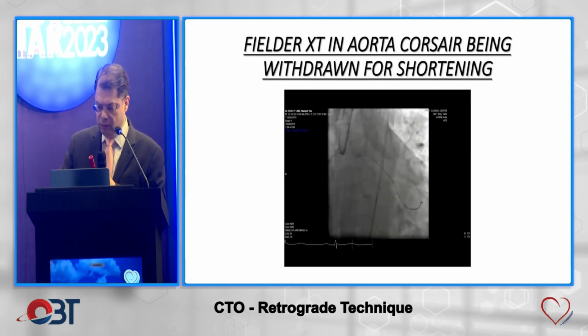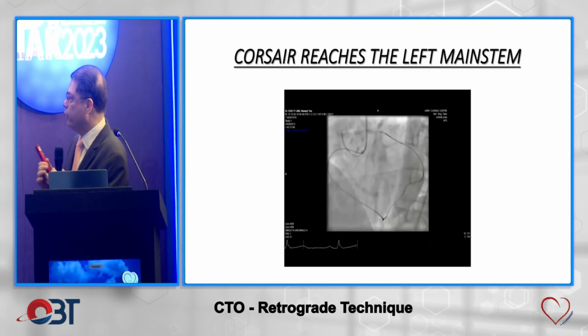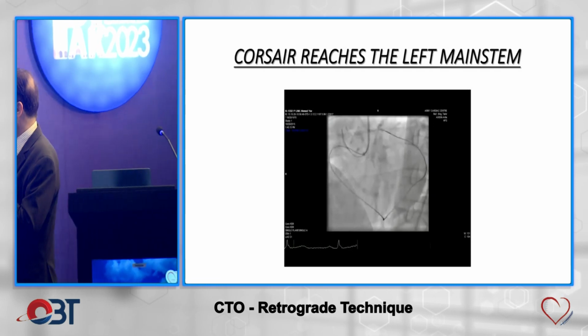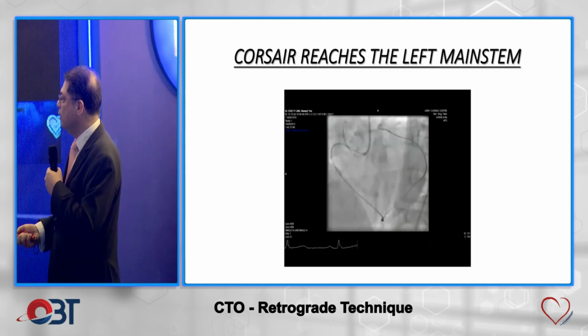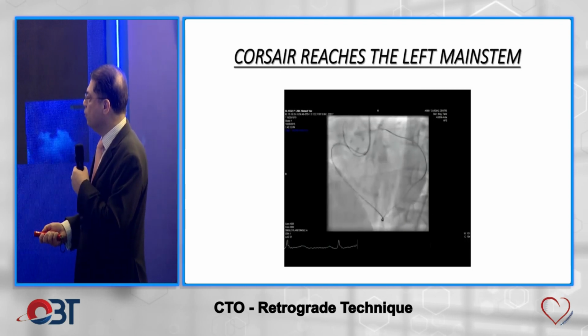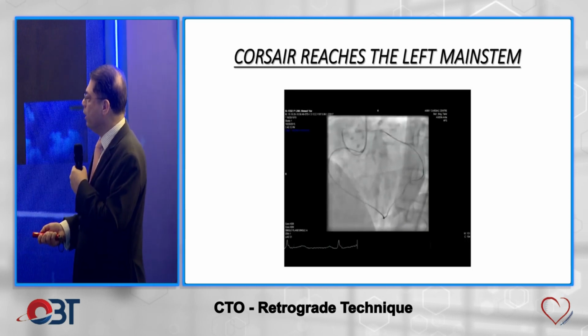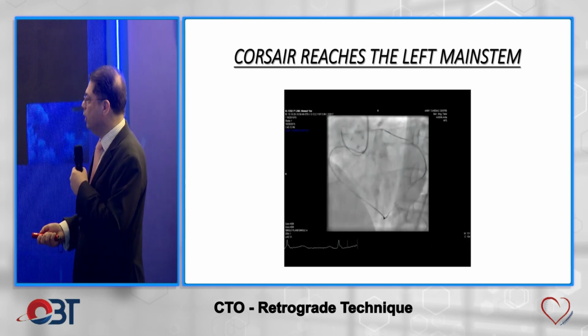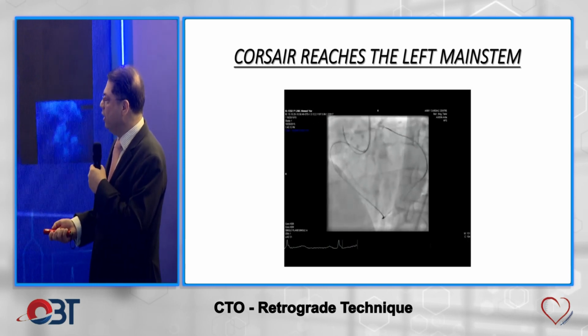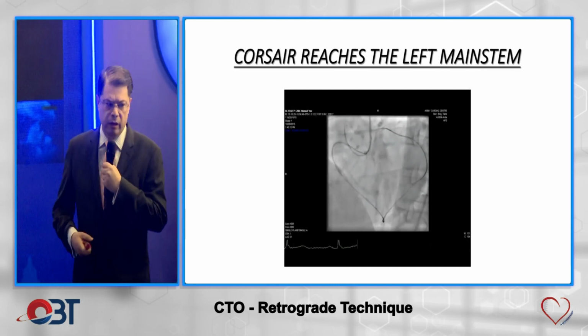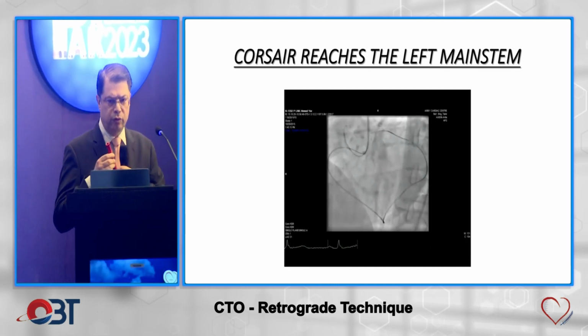And which microcatheter is it? This is a Corsair microcatheter. So our microcatheter has reached the left main, and the wire is the Sion black. And luckily, we were lucky to cross sort of lumen to lumen. Normally, at this stage, you have to do a reverse CART to sort of get back into the true lumen.